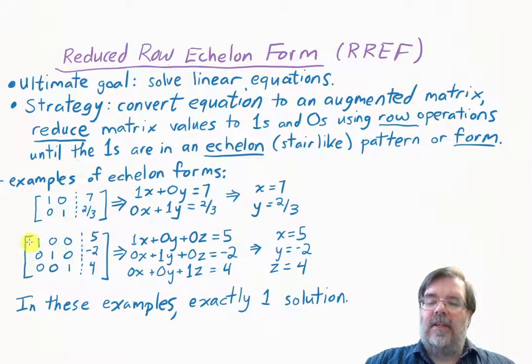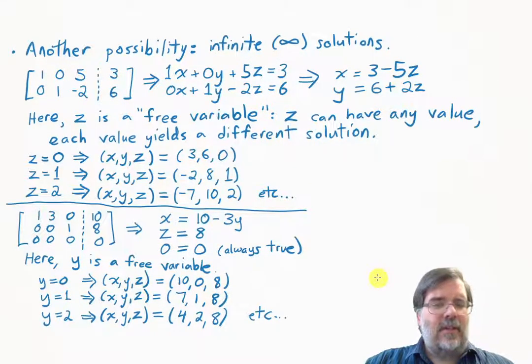Let's say we have a larger matrix. Again, notice the pattern of ones and all these nice zeros here. When we convert this augmented matrix, we'll get this system of equations. But all the zeros, of course, drop out, and we're left with the terms with the ones. And then we can read off the solution: x equals 5, y equals 2, and z equals 4. And so a matrix in this form will have exactly one solution.